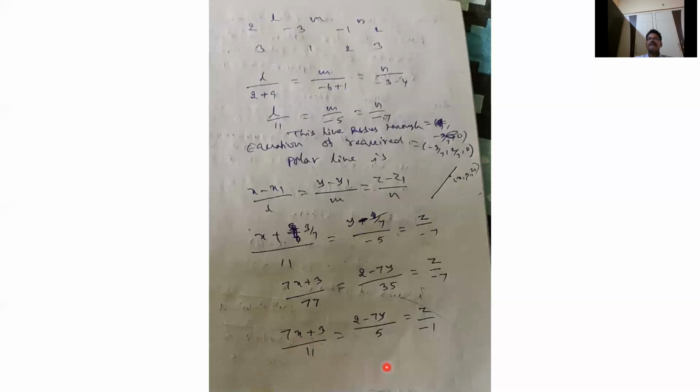So let l, m, n be the direction ratios. From this, we get: just write the first plane's coefficients minus 1, 2, minus 3, and the second plane's coefficients 2, 3, 1. Okay. From this, we can find l, m, n and then we write the equation of the polar line.